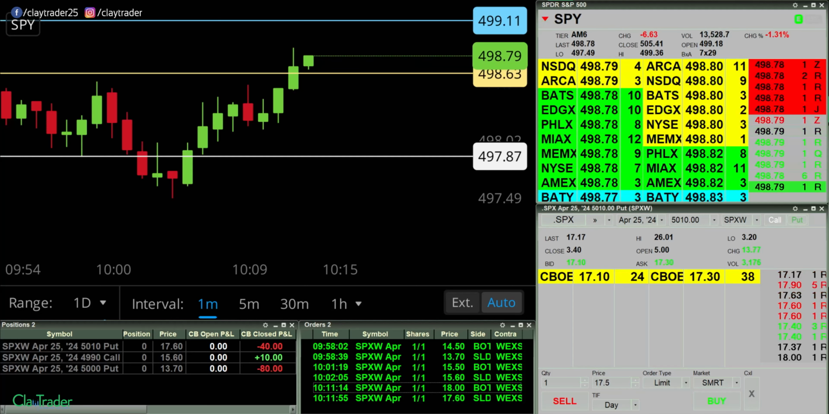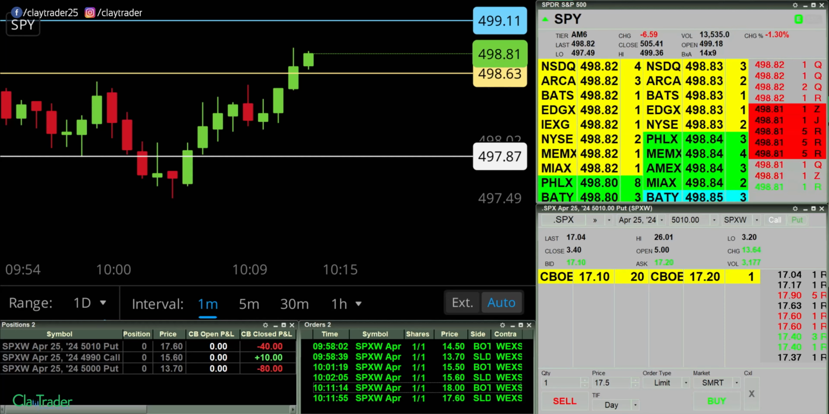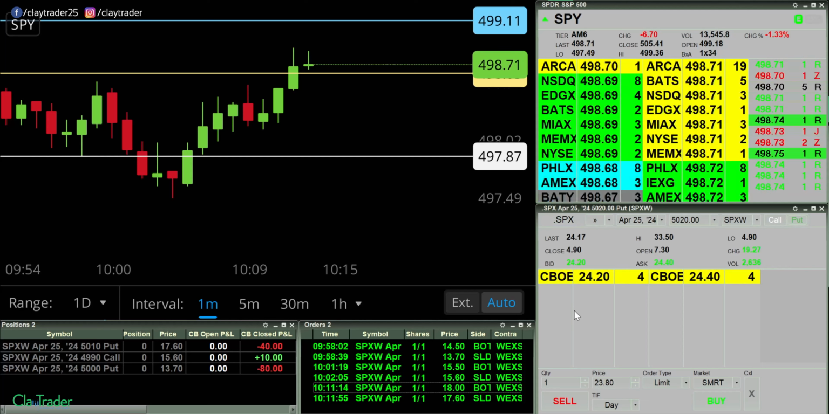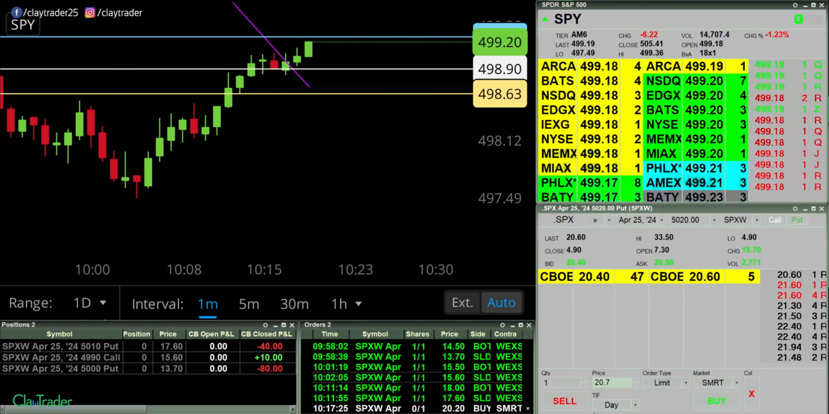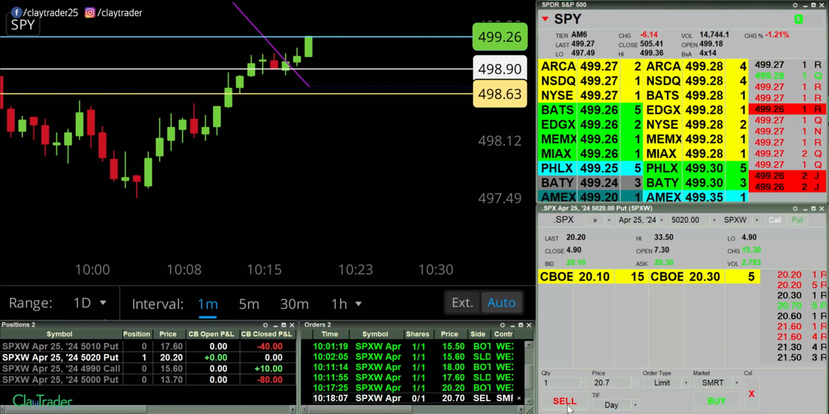All right, that blue line could be interesting. I will go ahead and pause. Okay, I have an order at 2020 here. In there at 2020.